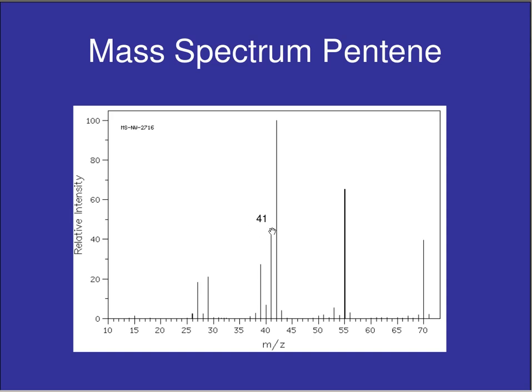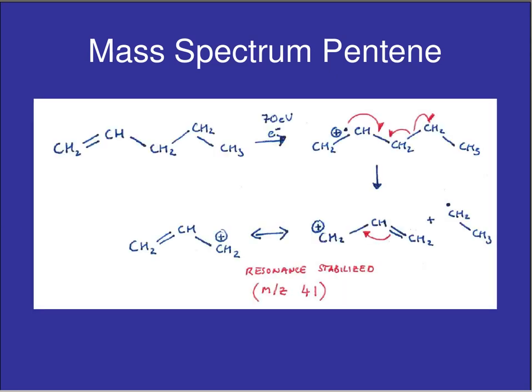Of course, look out for the base peak, which should be apparent, and look out for the molecular ion, which you can easily calculate from the molecular formula. So see if you can see those on the spectrum. But to explain the peak we see at 41, let's have a look at what happens first with pentene.